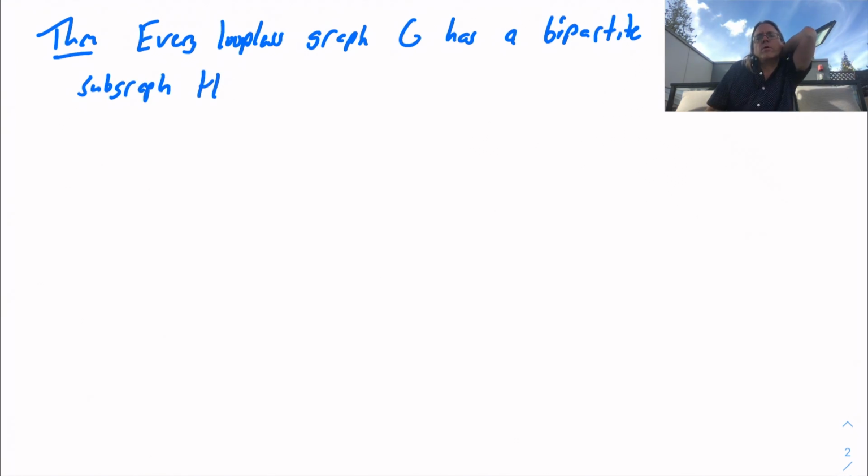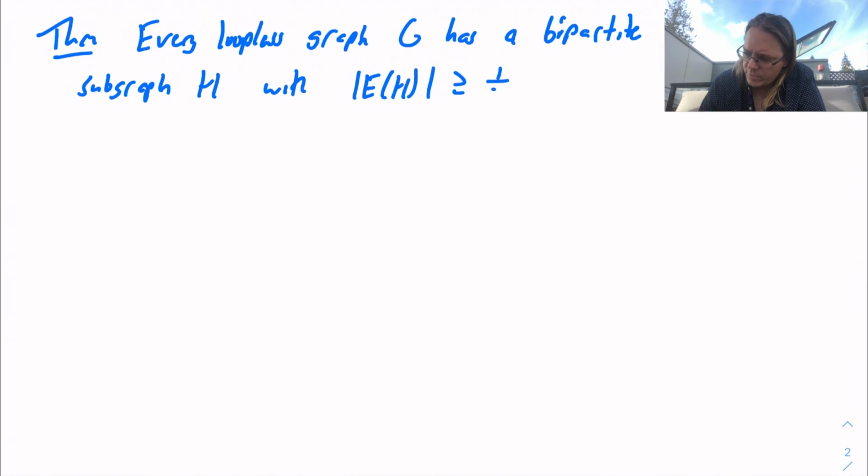H with the property that H has at least half the edges of G. So the number of edges of H is at least 1/2 of the total number of edges of the graph G. Okay. Now what we're going to do is prove this. And again, what we're going to do is kind of make a greedy choice.